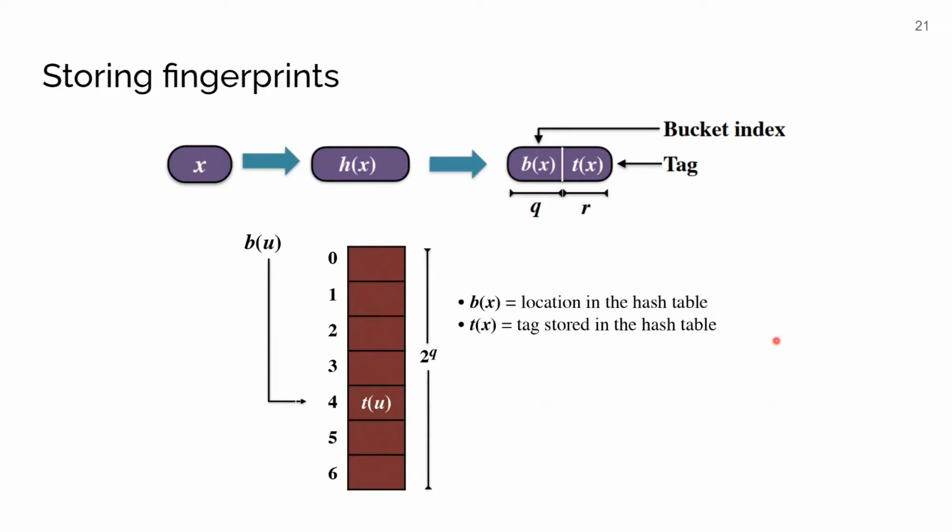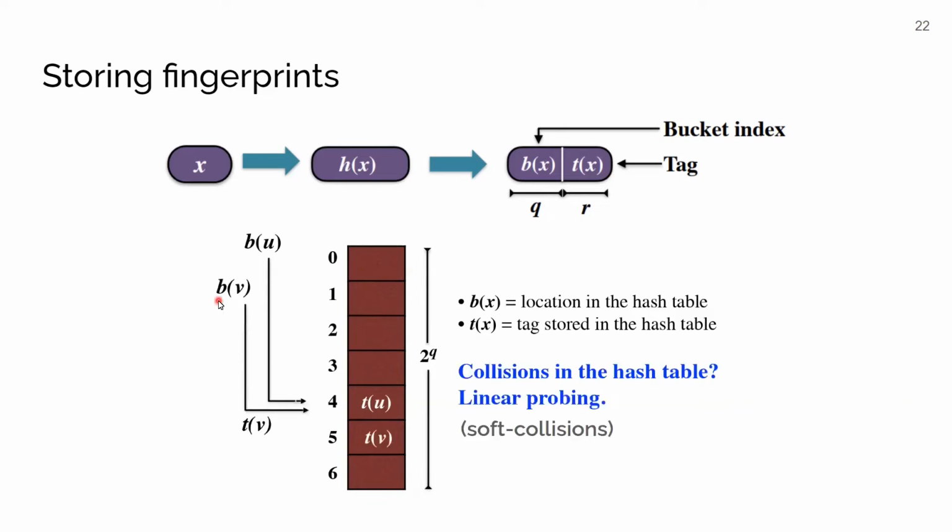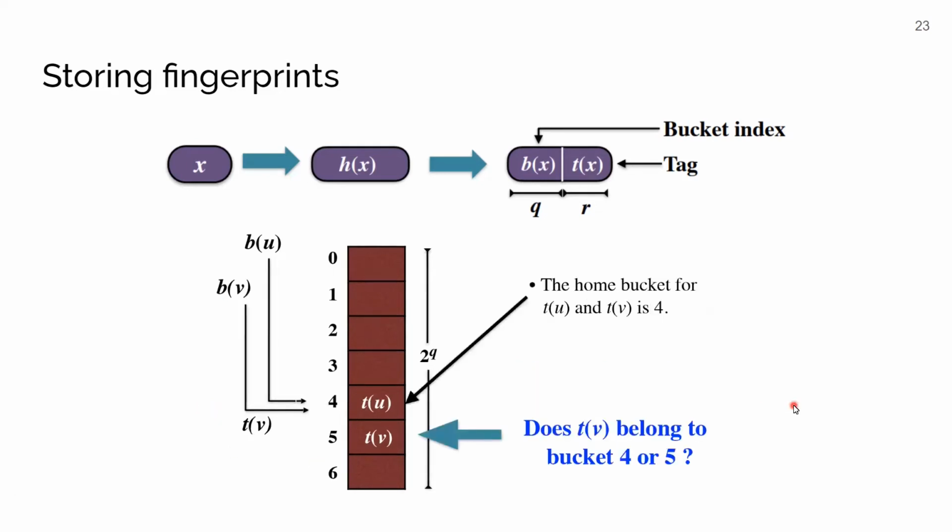Now at this point, it is possible that another element v could have the same quotient as u, and then it would map to the same location in the hash table. This is called a soft collision. In that case, we use linear probing to resolve the collisions. Now, as we can see in this case, both t of u and t of v have the same home bucket, which is 4. Home bucket is nothing but the original quotient.